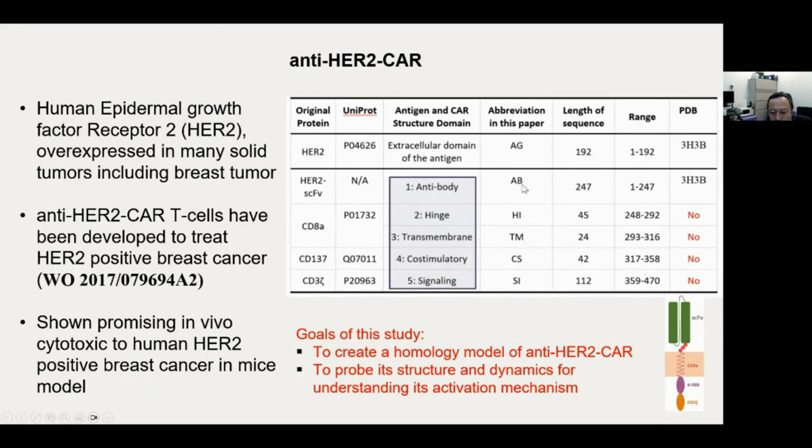Okay, and we use AB to refer to antibody, HI to refer to the hinge, TM to refer to transmembrane, CS to refer to the co-stimulatory domain, and SI to refer to the signal domain. We will reuse those later.